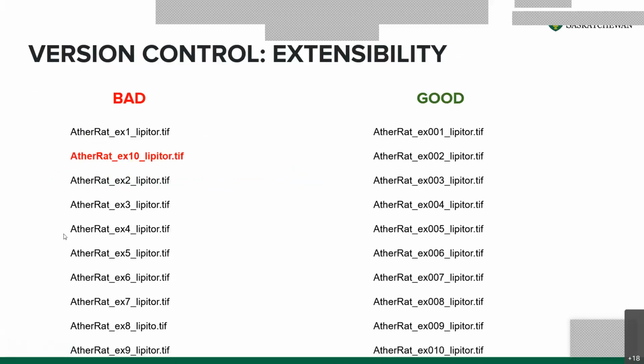Version control, also very essential. Making sure that you're creating extensibility. So if you know you're going to be creating 100 files, you want the sorting to work well. So you add zeros in front of it to make sure that you can account for all of the different files that you might be creating over the course of your project.